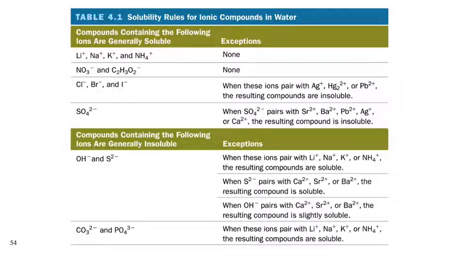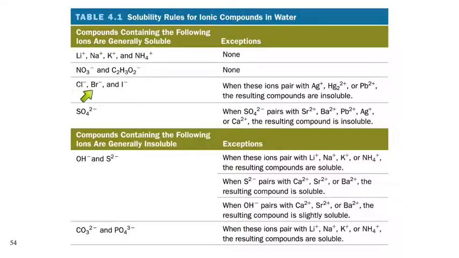Okay, so this is how I would simplify this table. When we're looking at hydroxide and, let's start at the top. Lithium, sodium, potassium, those are group 1, and then ammonium. They're always soluble, no exceptions. Nitrate and acetate, always soluble, no exceptions. That shouldn't be too hard to remember.